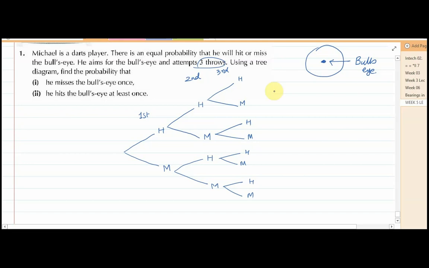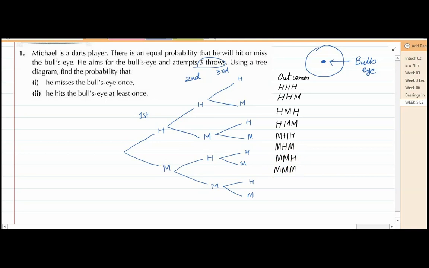Now what is actually happening? To make the question a little bit easier, I will write the outcomes here. So if you see the first one, hit, hit. So I will say hit, miss. Hit, miss, hit. You are following the path, right? Hit, miss. So I wrote it down. Now hit, miss, hit, miss, miss, hit, miss, miss. Second one, miss, hit, miss, hit, miss, miss, miss, hit, and miss, miss.